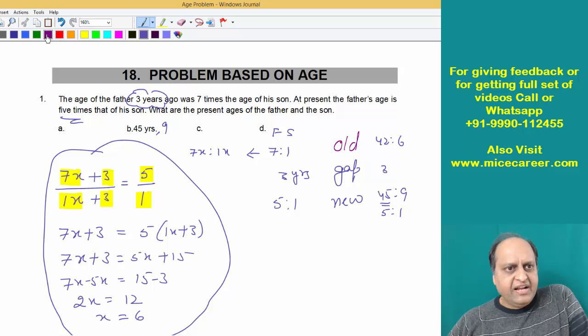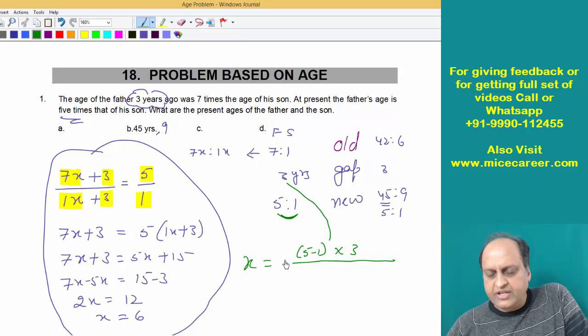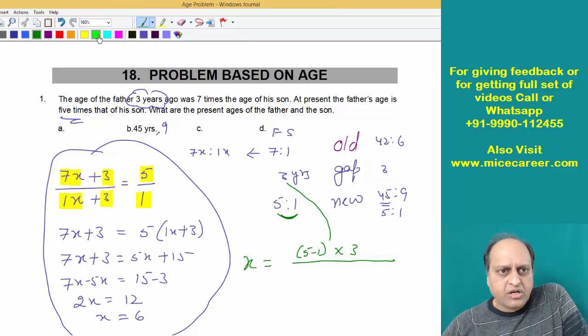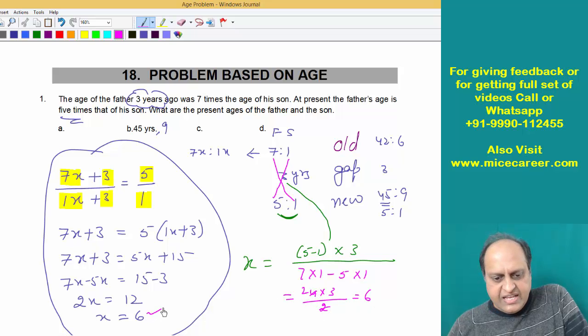Straight away you can find x. How come? X is equal to, take the difference of new ages, 5 minus 1, new ratio, and multiply it with time gap into 3. And in the bottom, do the cross multiplication and take the difference, that is 7 into 1 minus 5 into 1. So you get 4 into 3 in the numerator, denominator 7 minus 5, 2. So 2 and 4 get cancelled and you get 6. The same 6 you have got.